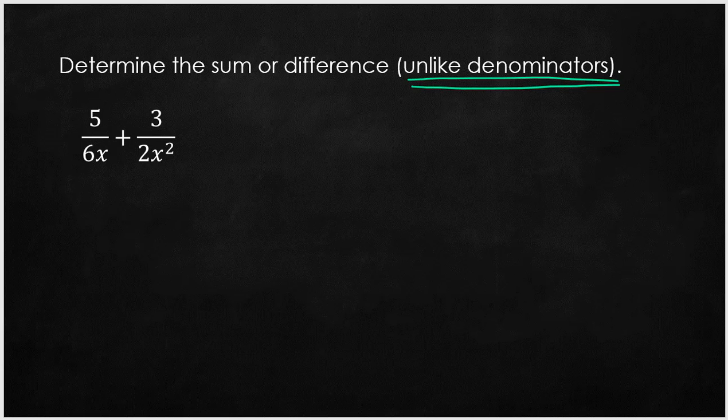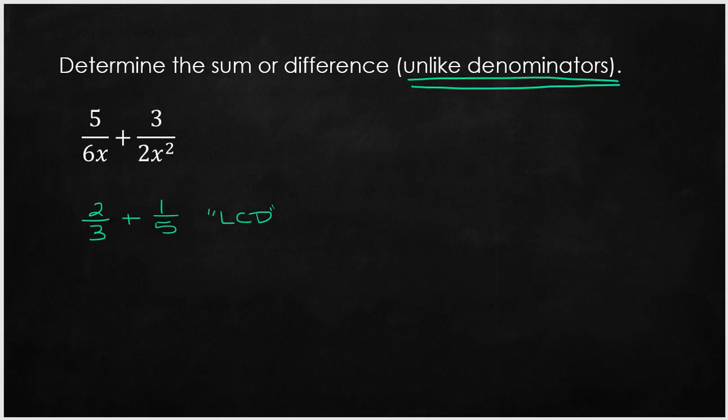The game changes on us just a little bit here because now our denominators aren't the same. Before we do this, let's look at a real quick example. Let's say we had 2/3 plus 1/5. The way you do that is you find the common denominator, or the least common denominator, and the least common denominator for this would be 15.